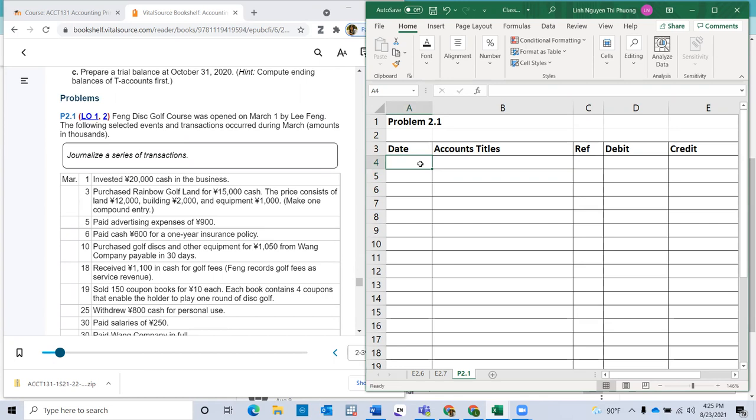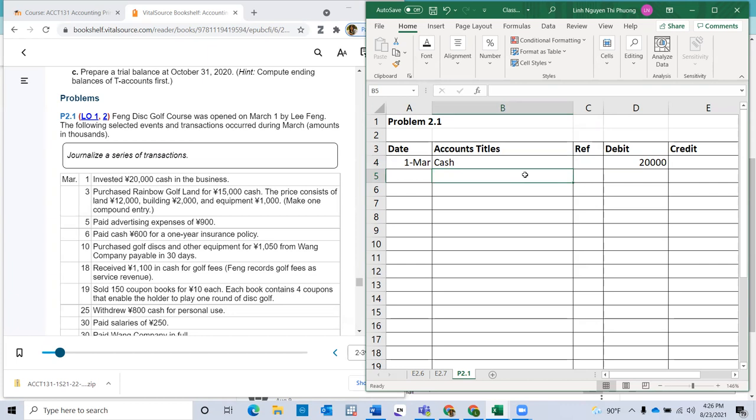So first, we're going to write the first one. March 1, invested 20,000 cash in business. Okay, so I have March 1. Invested 20,000 cash in business. So when the owner invested 20,000 cash in business, our cash will increase. So we have cash debit 20,000. Cash is an asset. When assets increase, we debit.